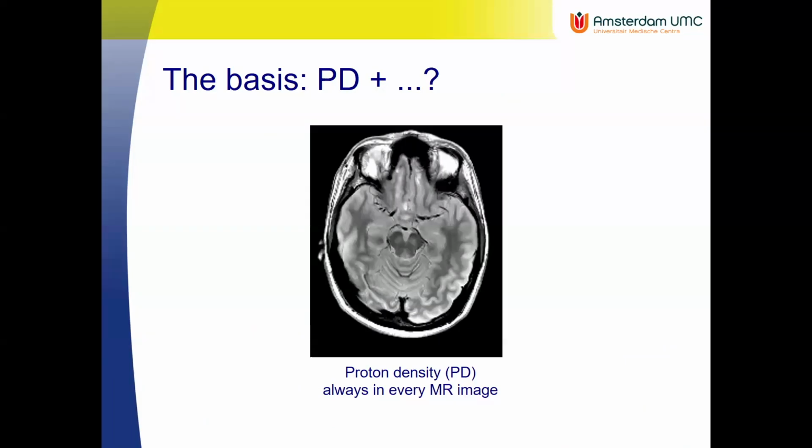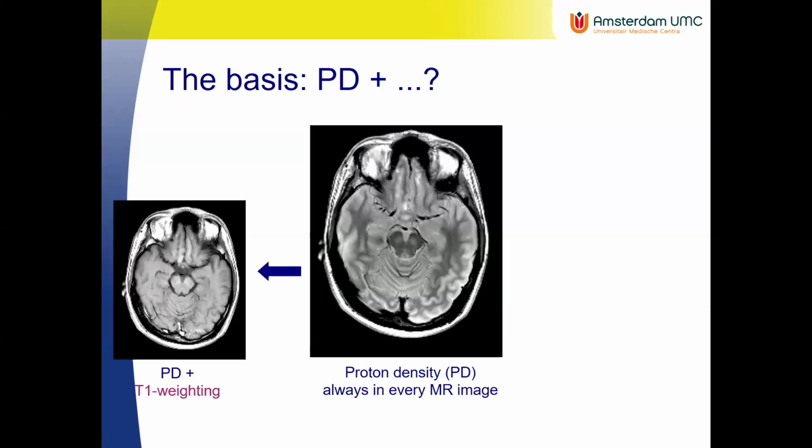So the very basic is proton density, I think. So here you have a proton density image. This is a proton density weighted image, and the proton density is always there in every image because protons are the basic unit that gives the signal. I'll explain that later. And if there's no protons, you don't get signal. So that's kind of easy.